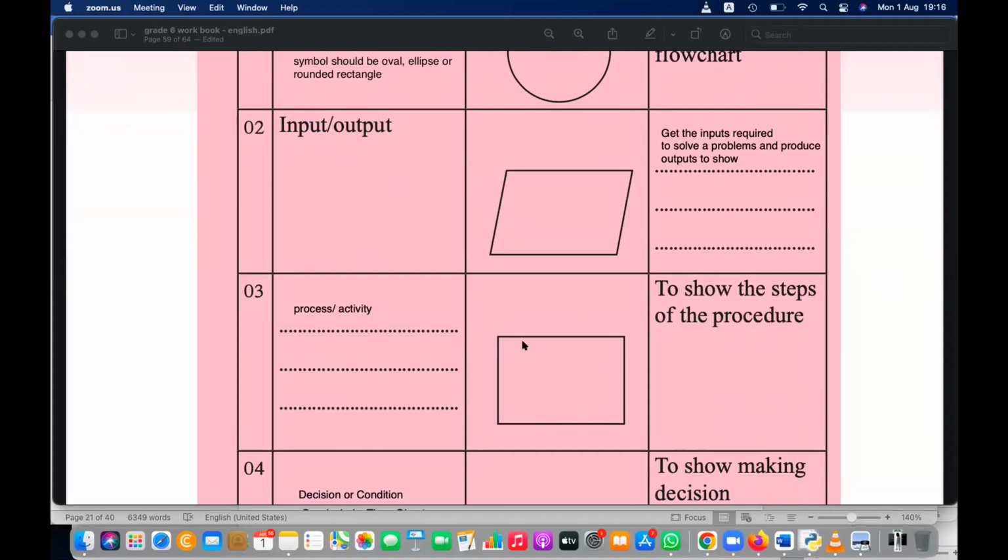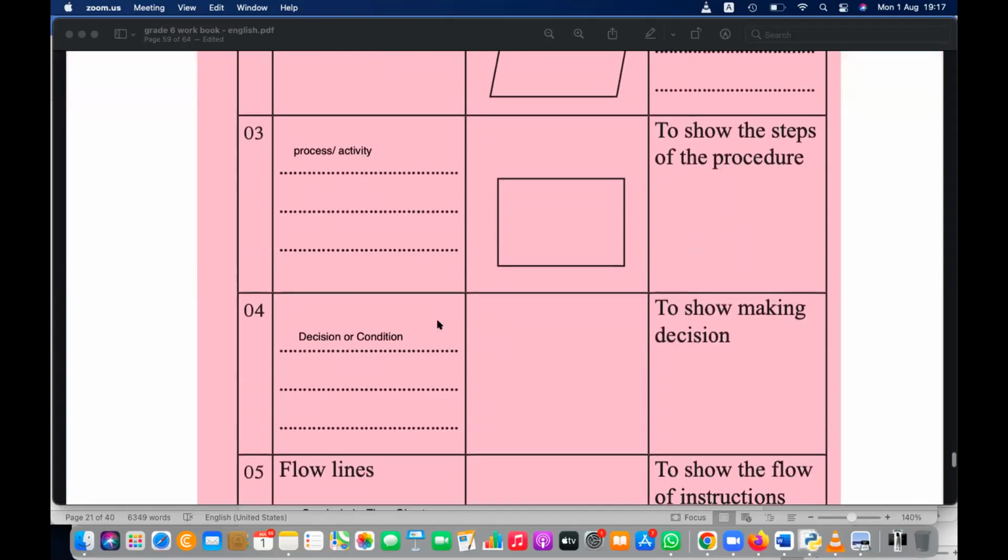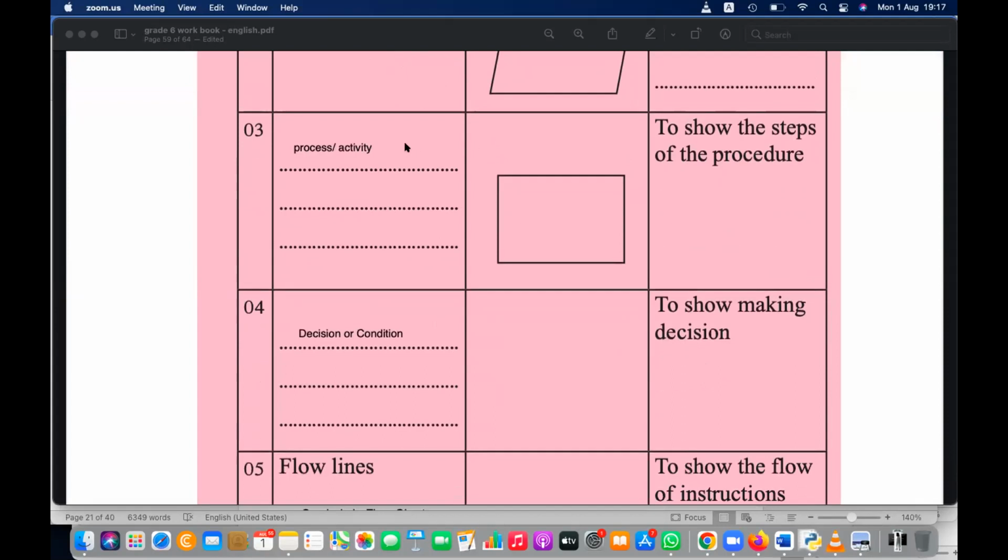Then decision. What is the symbol for decision? Diamond, yes, exactly, very good. For decision, we are using the diamond symbol. You can also say rhombus. Anyway, this is like a square, but tilted or rotated.